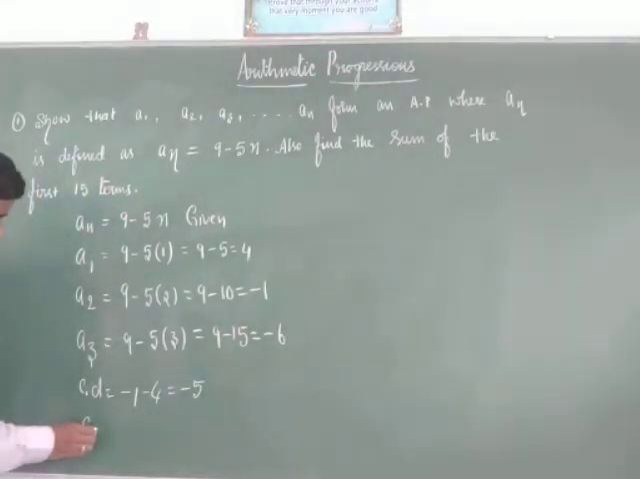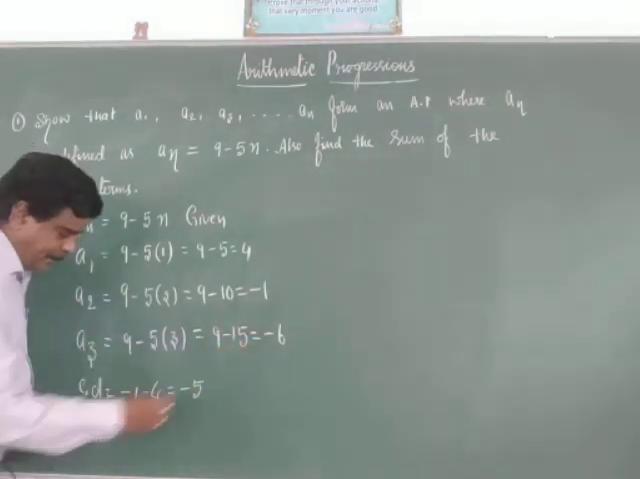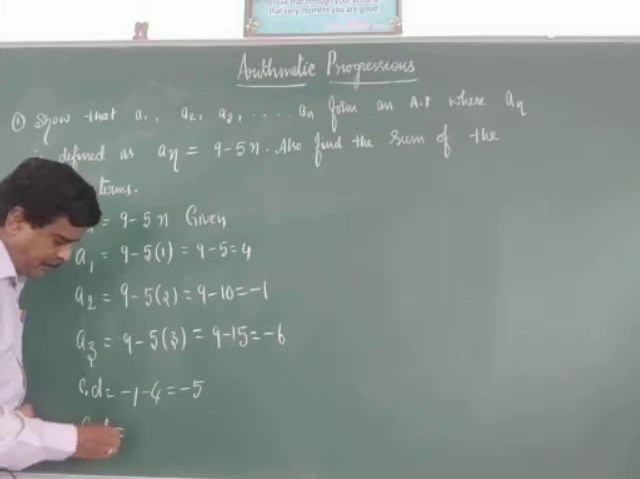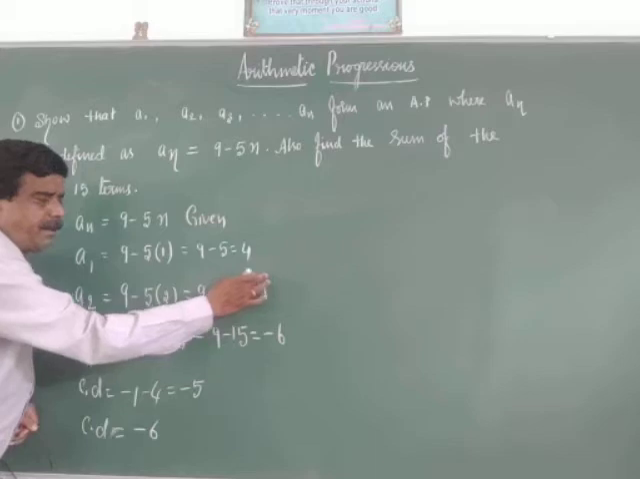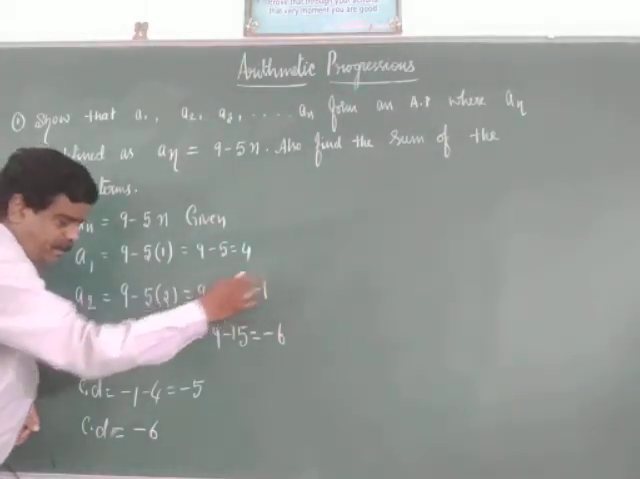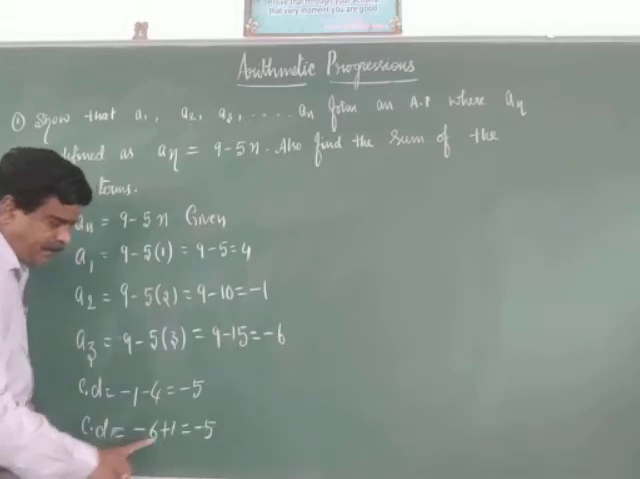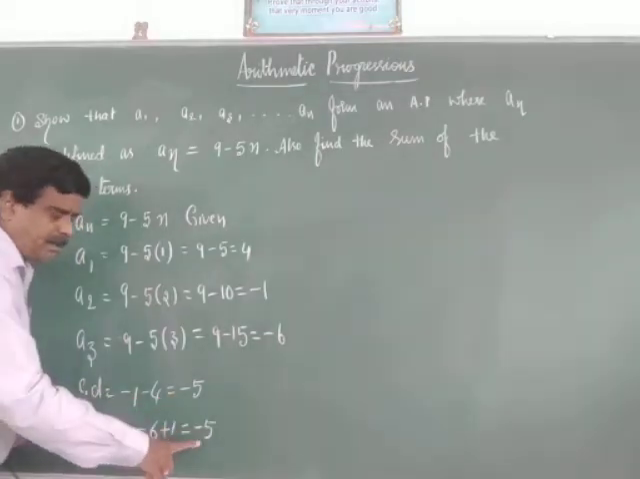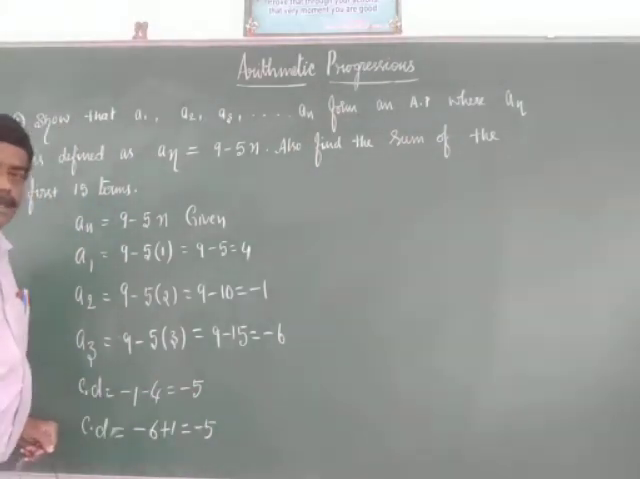Again common difference is equal to A3 minus A2. A3 means it is minus 6. Minus 6, minus of this. Minus of this means change the sign. It is minus 1 is there. Minus 1 becomes plus 1. So ultimately you will be getting minus 5. So here also minus 5. Here also minus 5. So the common difference is a constant.